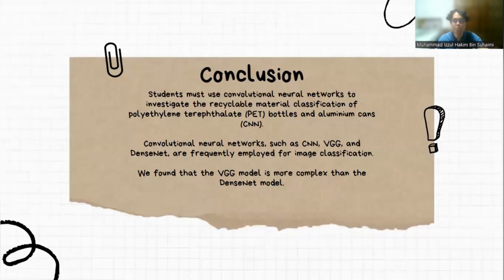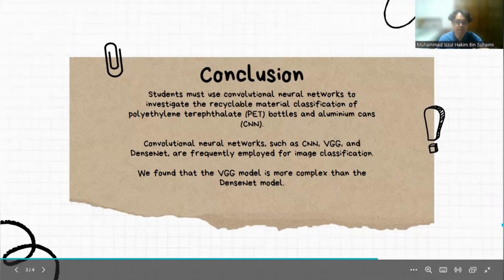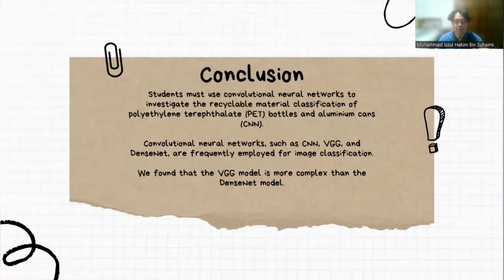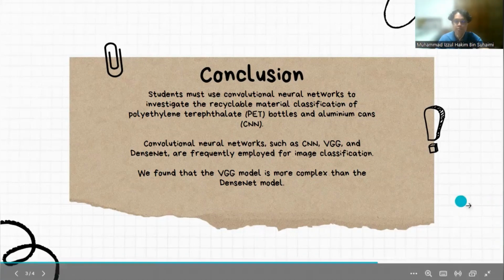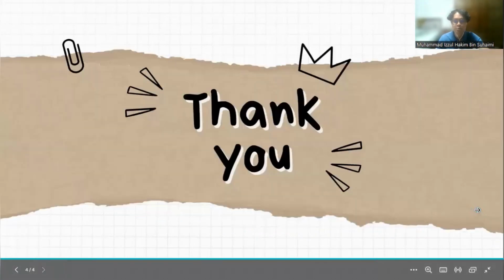For the conclusion of our group, we studied models from neural networks to investigate the recyclable material classification of polyethylene terephthalate bottles and aluminium cans. Convolutional neural networks such as CNN, VGG, and DenseNet are frequently employed for image classification. We found that the VGG model is more complex than the DenseNet model. We also discovered the use of this technology in recycling centers, and maybe even in a wider spectrum. So that's all from our group. Thank you.